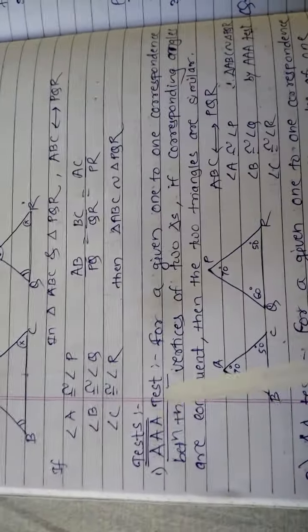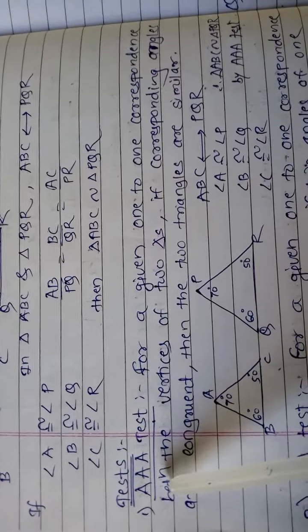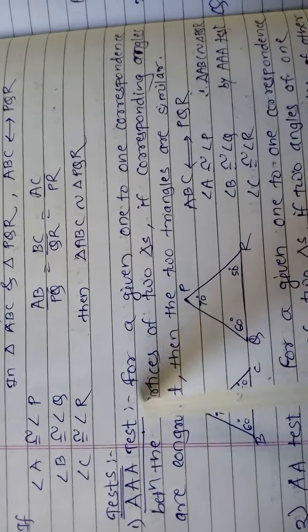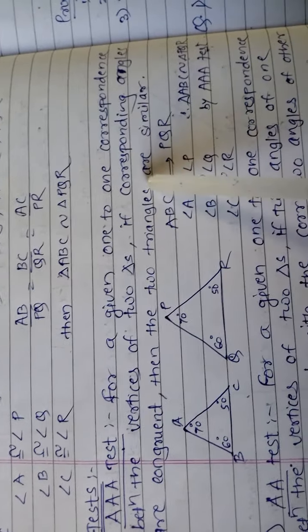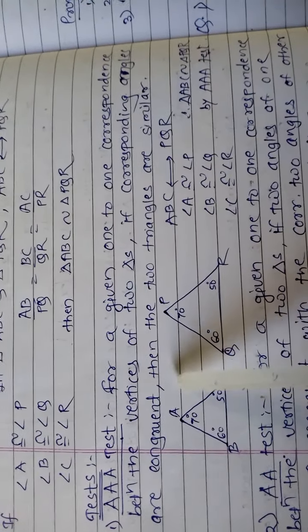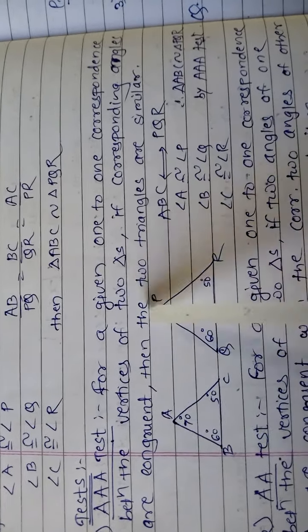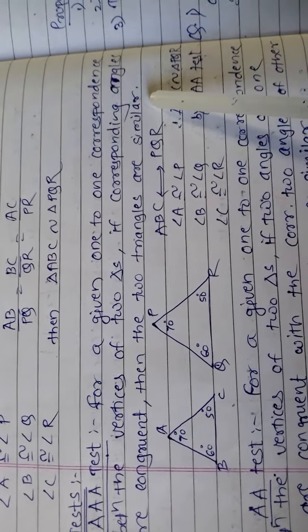So we are going to discuss the tests of similarity. The first one is the AAA test. For a given one-to-one correspondence between the vertices of two triangles, if corresponding angles are congruent, then the two triangles are said to be similar triangles.